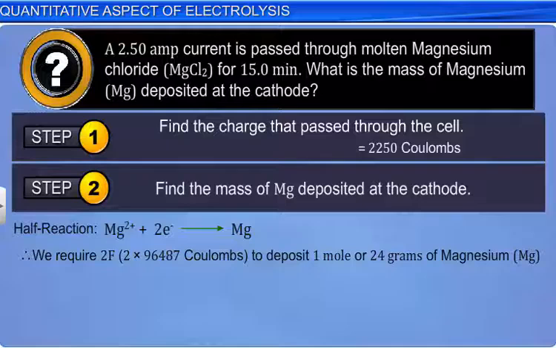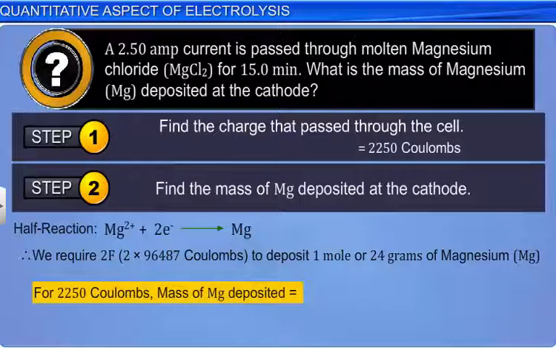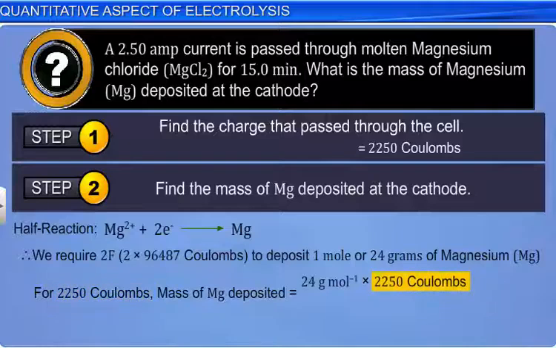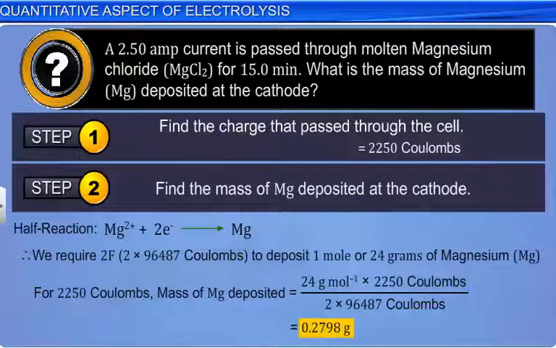Therefore, for 2,250 coulombs, the mass of magnesium deposited is equal to 24 grams per mole multiplied by 2,250 coulombs divided by 2 multiplied by 96,487. Thus, 0.2798 grams of magnesium is deposited at the cathode.